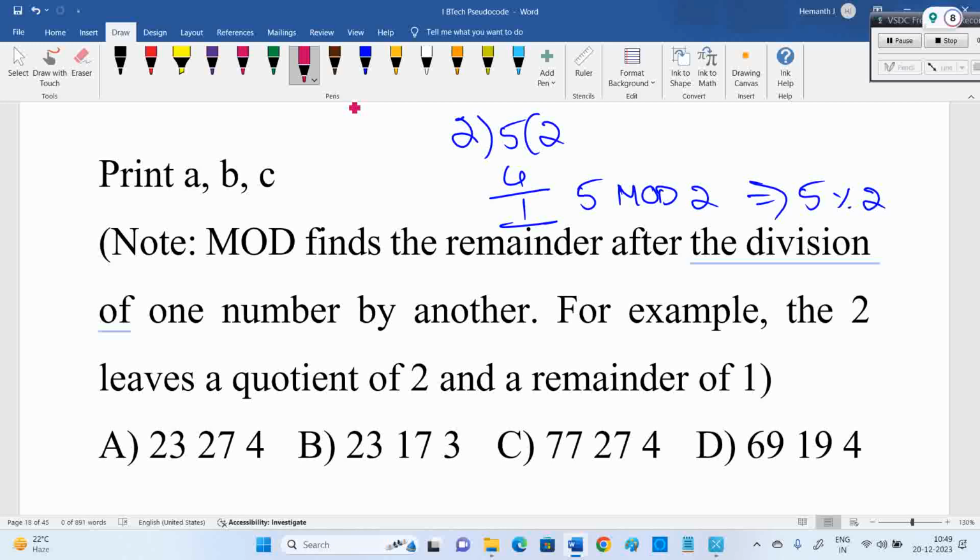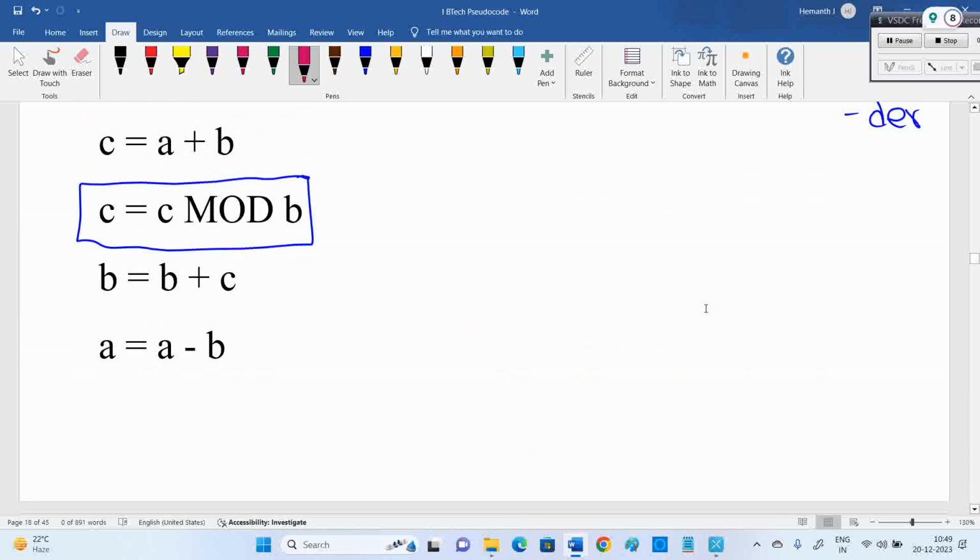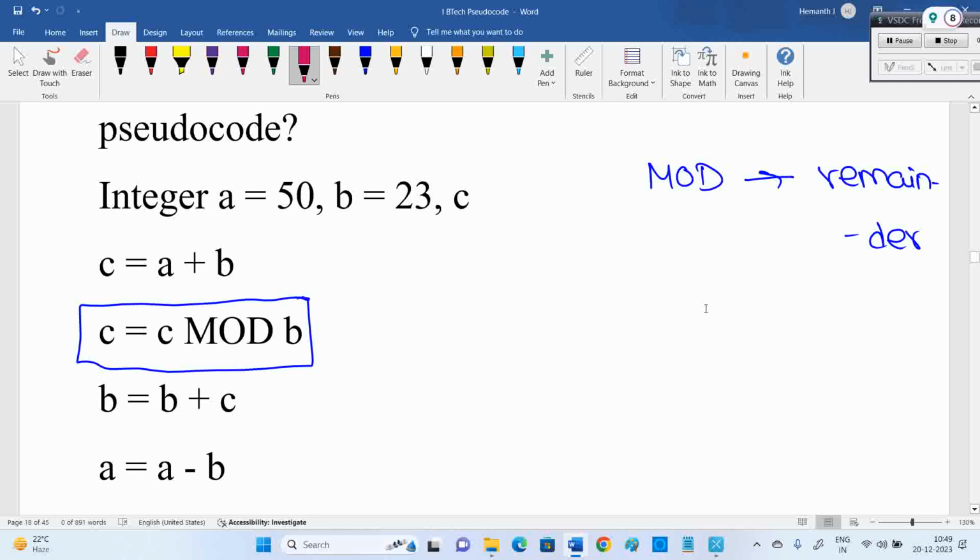They explain 5 mod 2 here. Then you can understand what it is, and you just have to apply it here. So C is nothing but C mod 2. What is the C value now?